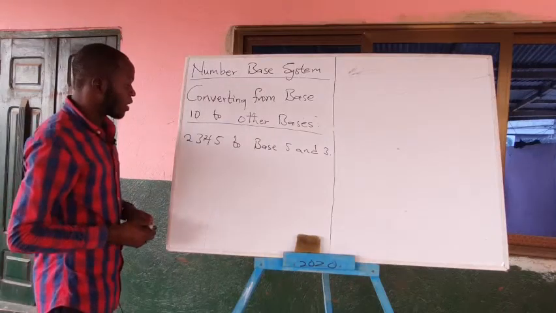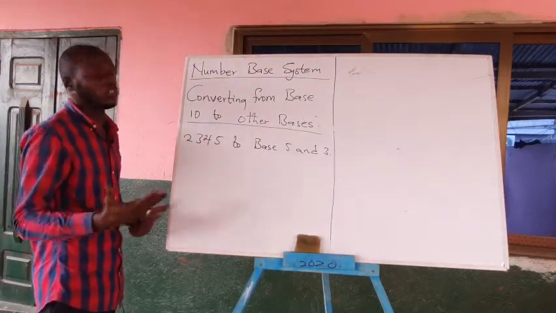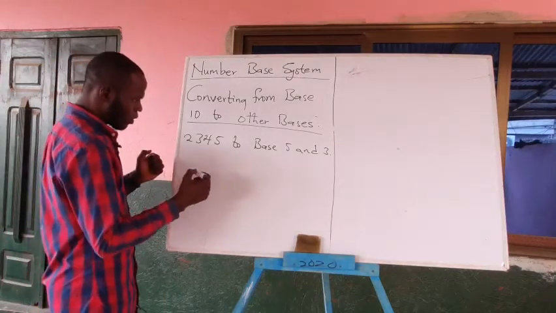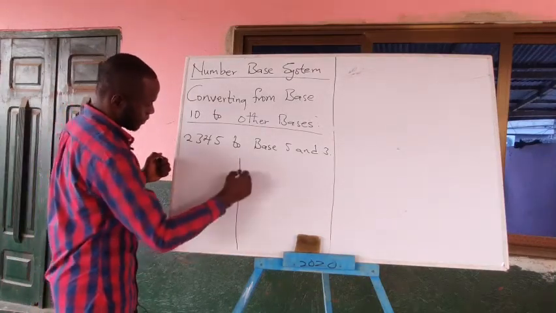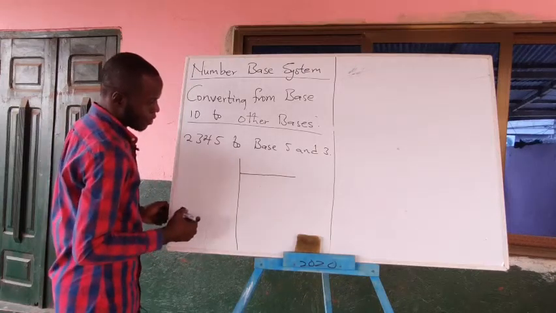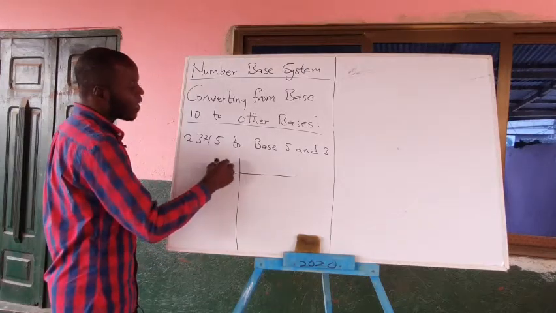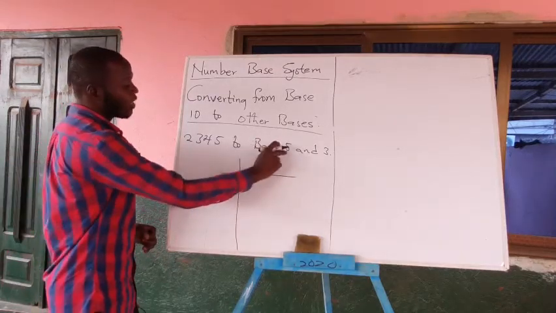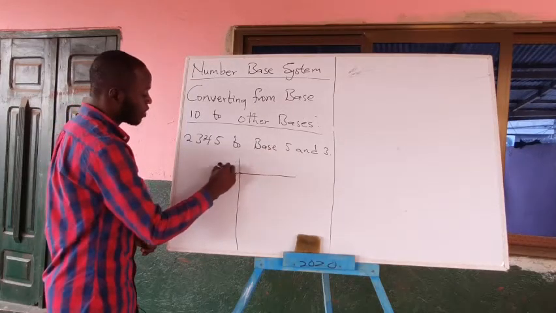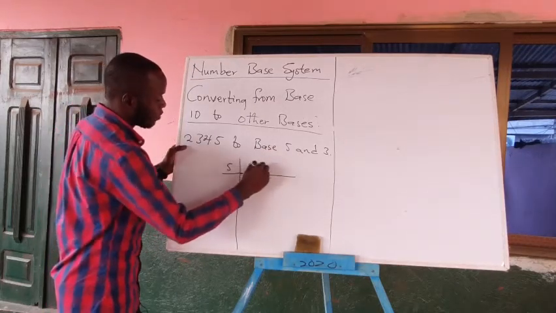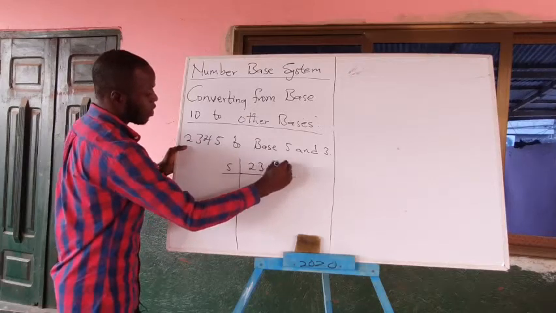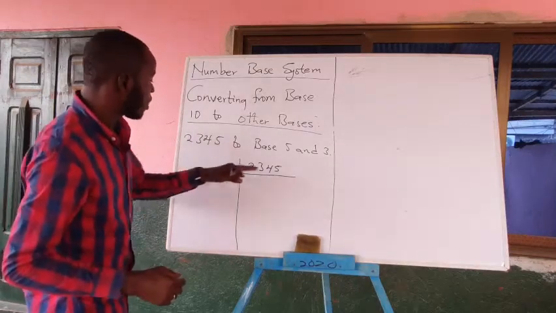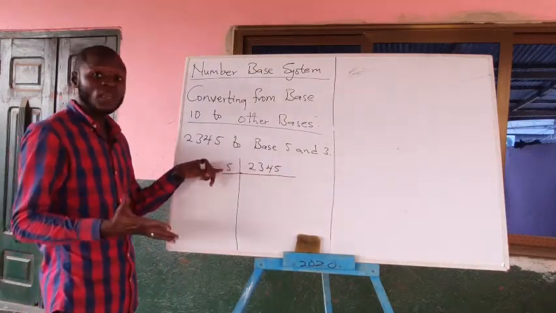So without wasting time, let's see straightforward the approach in dealing with this. The first thing is to draw something like this, and then you write the base you are converting to here. Here we are taking the first one, which is base 5, so we are converting 2345 in base 10 to base 5. You write the number itself here.